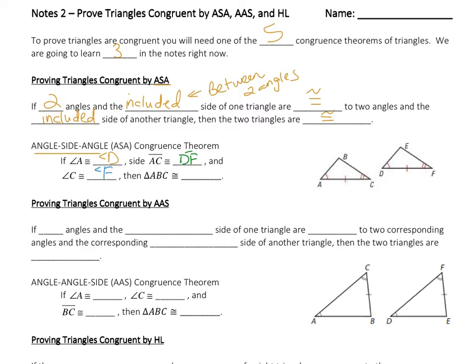And because of that, we have triangle ABC is going to be congruent to... A is congruent to D, so D has to go first. And we know that C is congruent to F, so F has to go last. So it would be triangle DEF.